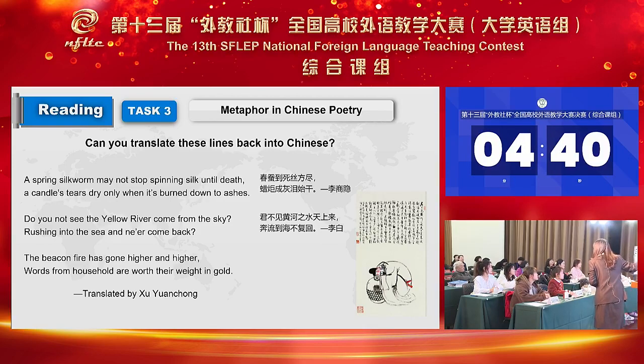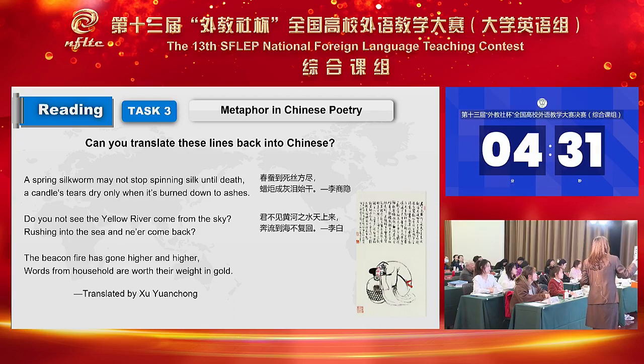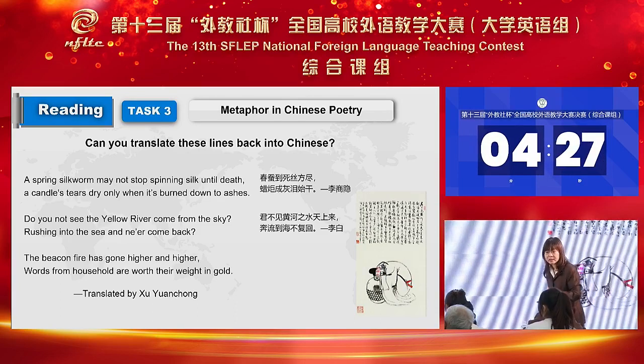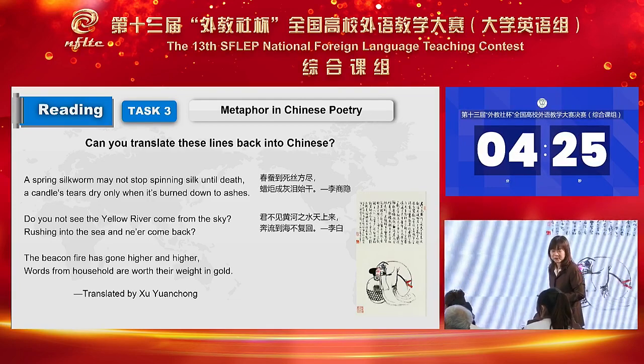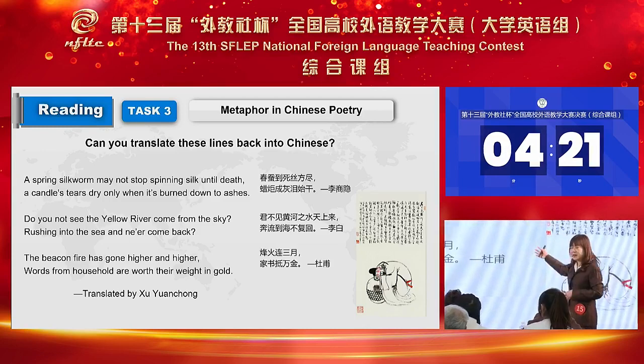The third one may be a little bit difficult. Let's read it together. The beacon fire has gone higher and higher. Words from household are worth their weight in gold. Do you think of the Chinese? A little bit challenging, right? Let's say this together.